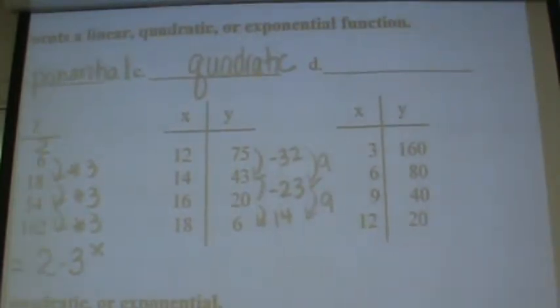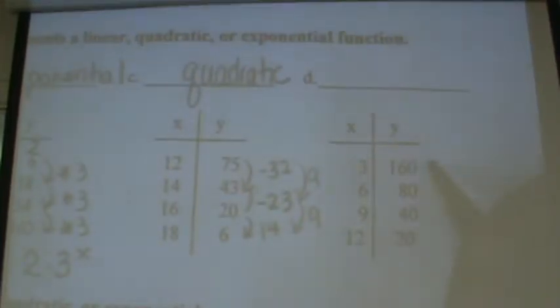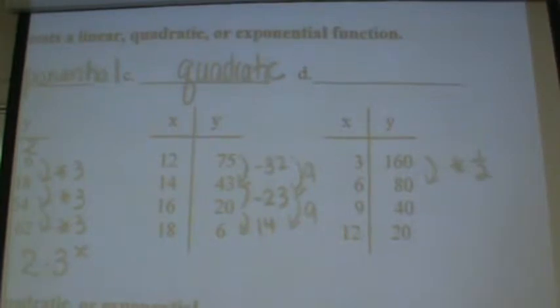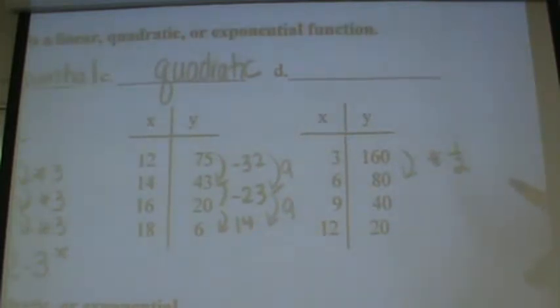How about this last one? Everything is divided by 2. Exponential. Why is it exponential? Or multiplying? We always think of multiplying. Yes, you're dividing by 2, but when we want to write these formulas, we want to think of the multiplication process. So can anyone tell me, if going this way is multiplying by 1/2, what would this be?